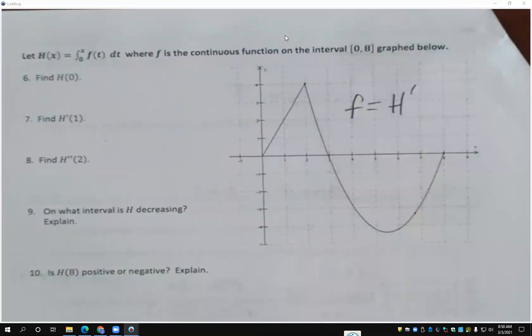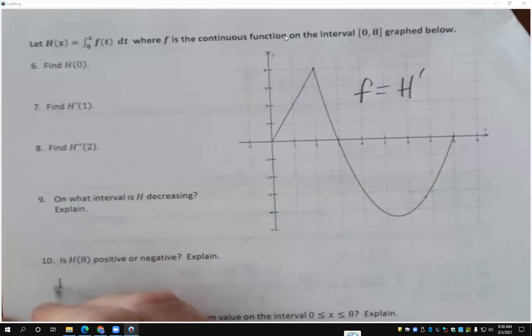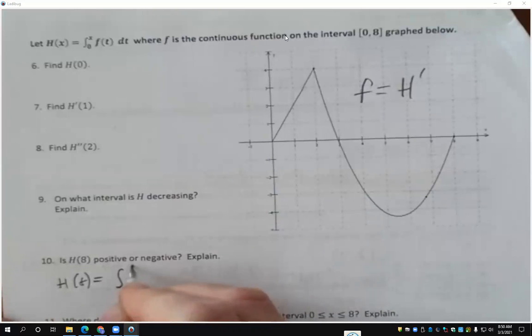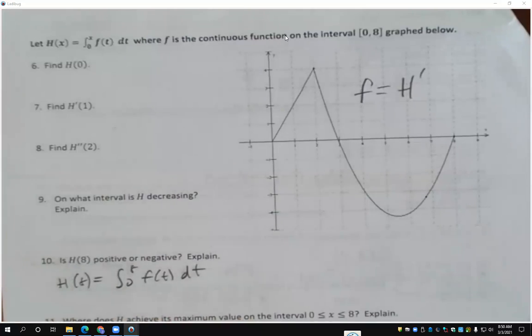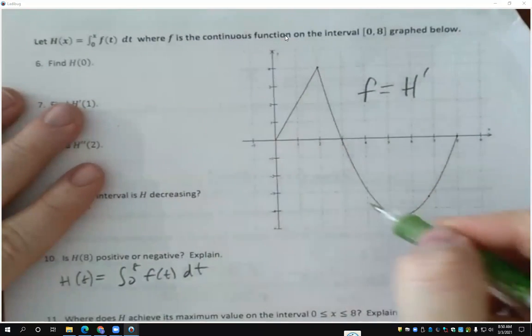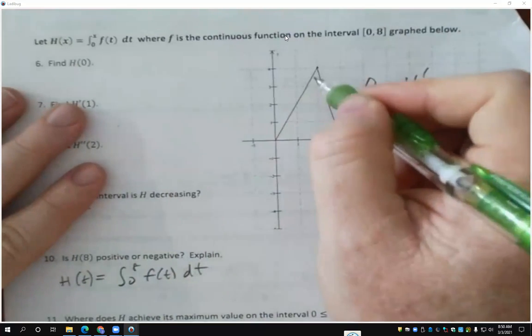Could you do 10, please? Yes. Okay. So number 10 is asking, is H of 8 positive or negative. So H of 8 is the integral from 0 to 8 of f of t dt. I am not going to be able to get an actual number from this. It's not possible because this curves and I don't know geometric formulas to find the area of that.